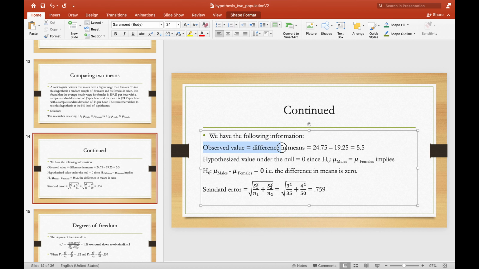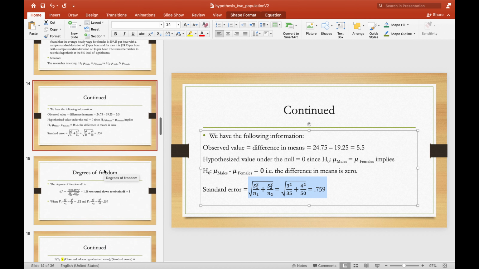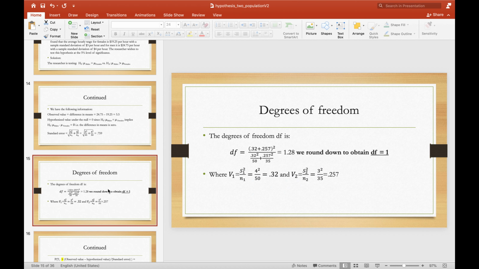We have the observed difference. That's $5.5. The hypothesized value under the null hypothesis is that there's no difference, that the two populations are equal. Our standard error is given by this. Now, the more complicated thing is we need to calculate our degrees of freedom. Our degrees of freedom is 1.28. We're told to round down to 1. Keep in mind, if this was just 0.28, we'd have to select 1 because 1 is the smallest value for degrees of freedom.